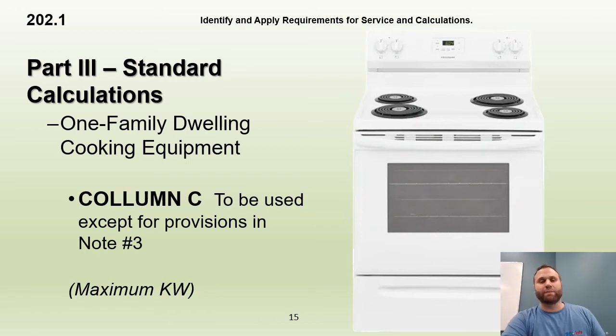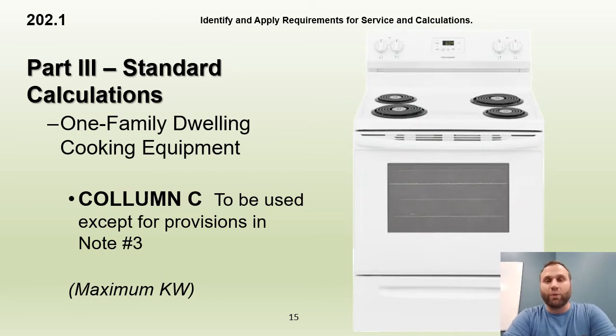The first thing I want to point out, at Table 220.55, at the very top, in the header of the 220.55 table, it says in the very last sentence, column C is to be used except for provisions found in note number 3, or except when permissible by note number 3.